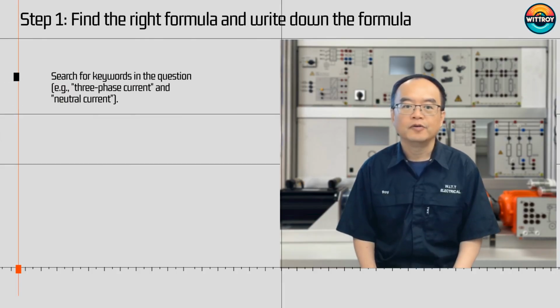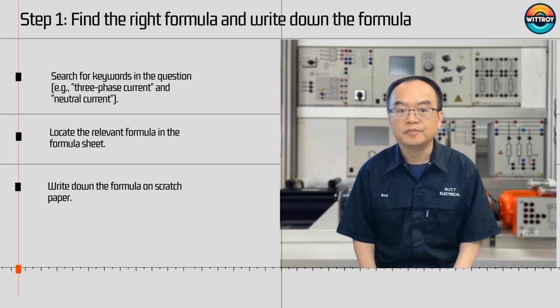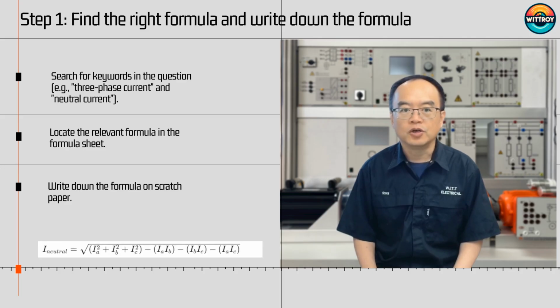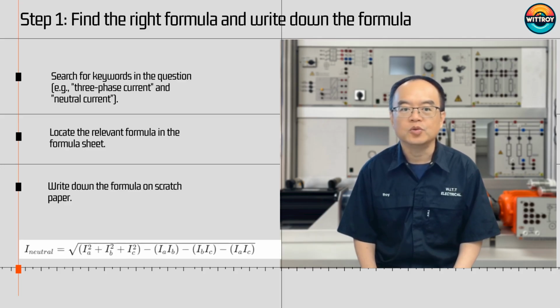Step 1. Find the formula and write down the formula. After going through the formula sheet and looking for the keywords in the question, such as 3-phase current and neutral current, you will soon find the right formula at the bottom of the formula sheet. Now you can write it down on the scratch paper. The neutral current is equal to the square root of the sum of the squares of the phase currents IA, IB, and IC, minus the product of IA and IB, minus the product of IB and IC, minus the product of IA and IC.